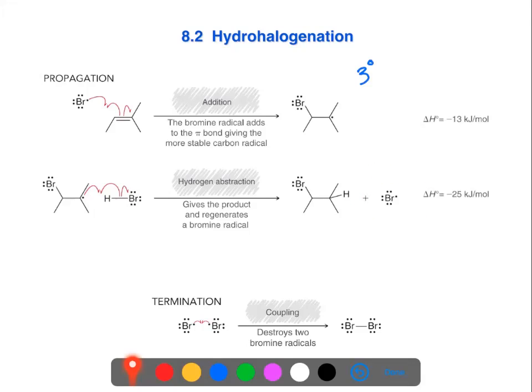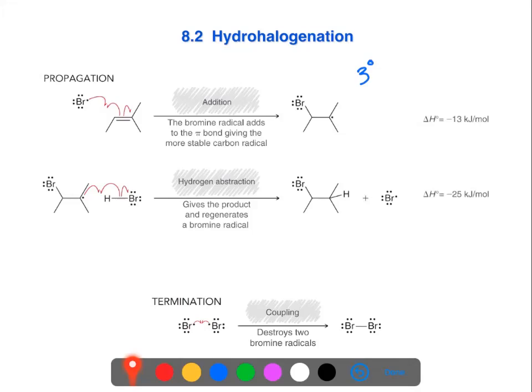We also generate in this final step another bromine radical. This bromine radical is free then to react with additional molecules of the alkene in a similar manner to generate more of the alkyl bromide. But at some point when the alkene runs out and we have no more alkene to react with our radical systems, the final termination step will occur between two bromine radicals to generate a molecule of diatomic Br2.